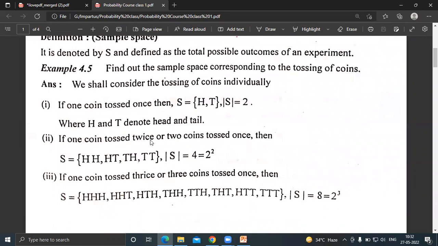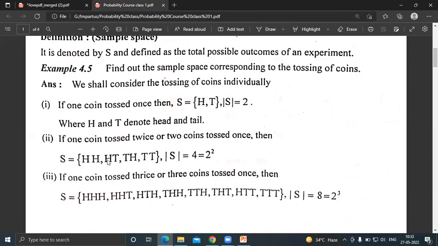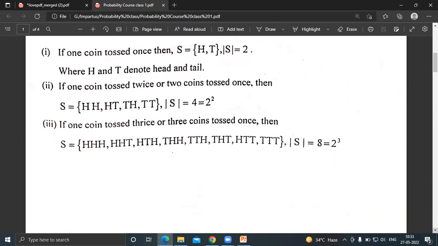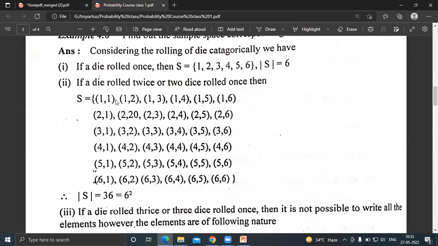So if one coin is tossed twice, then it looks like this. But our question is rolling of 2 dice. One question is tossing of 2 coins, like this. Like this, we have to evaluate the sample space. If one coin is tossed twice, or 2 coins once, then the sample space looks like this, that is HH, HT, TH, TT. If you have any doubt, refer to the previous video. Then if a die is rolled twice or 2 dice rolled once, then S looks like this, that is 1,1, 1,2 up to 6,6. Then the sample space cardinality is 36, which equals 6 square.